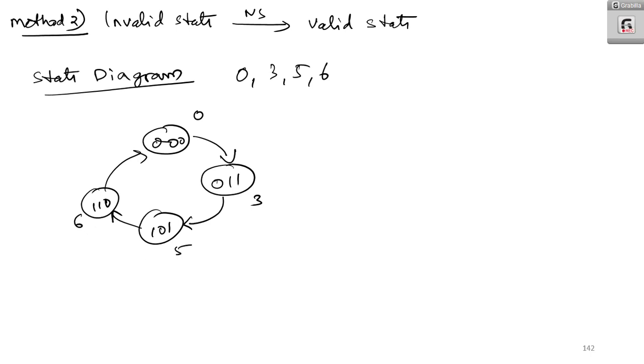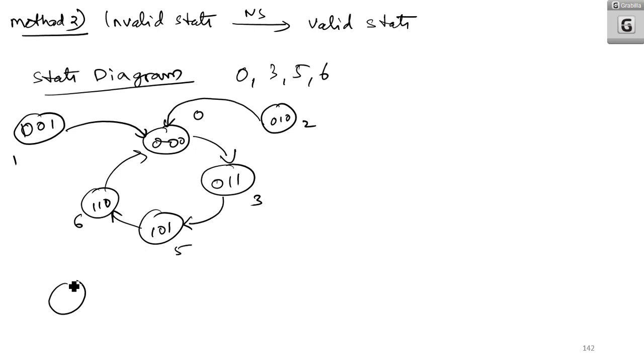So what are the invalid states? Invalid states: 1 is an invalid state. 1 means it is 0, 0, 1. Okay. If this 1 arises, in the next state you can go to 0, 0, 0. No problem. Next one is 2. 2 is what? 0, 1, 0. That is 2. Then also you can make the next state 0. No problem. Now 4 is an invalid state. If 4 is an invalid state, you can make it into 5. Okay. No problem. 1, 0, 0, that is 4. In the next state you can go to some valid state, that is 5.